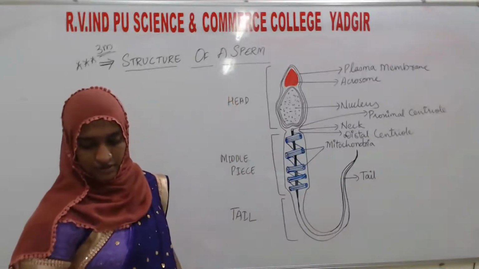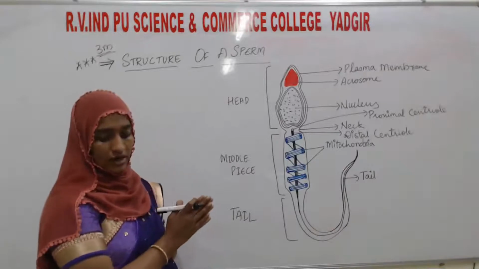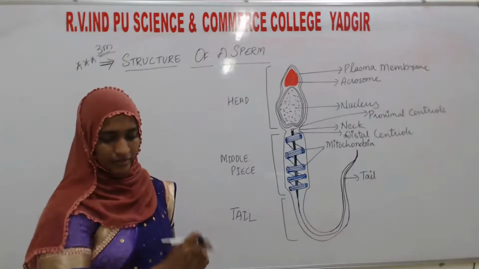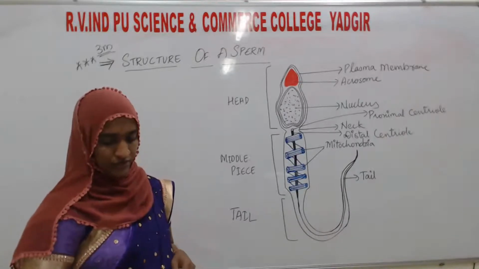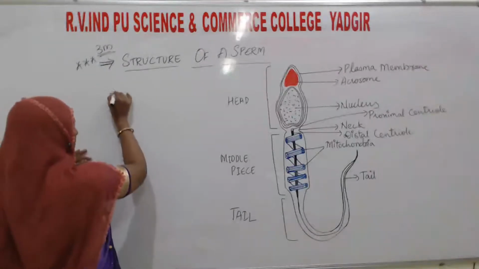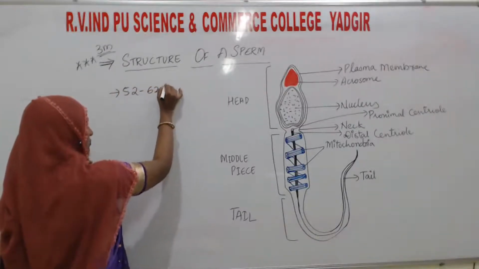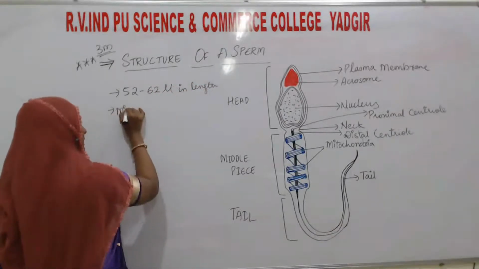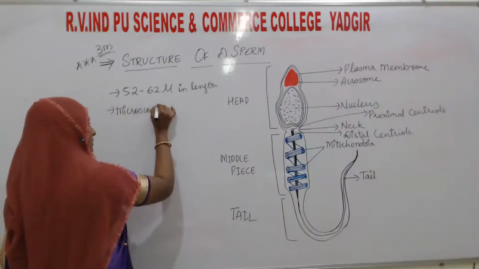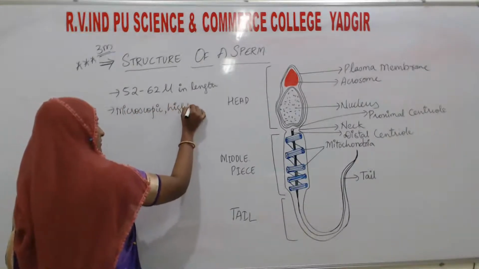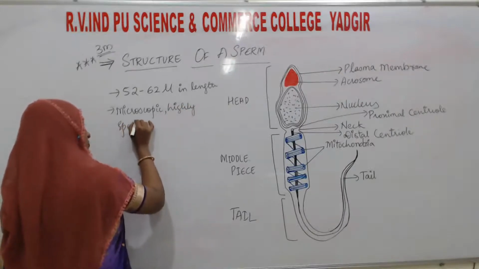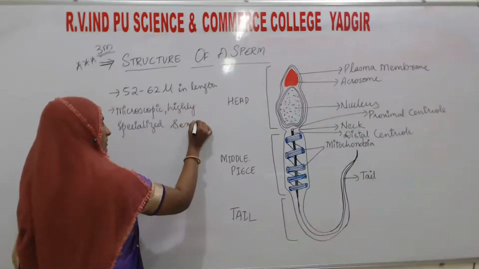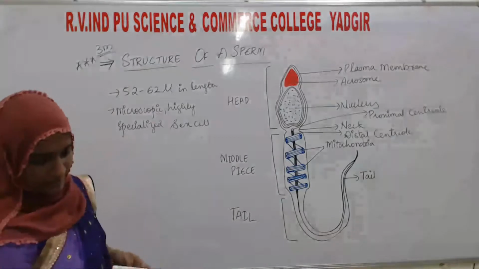Okay. So see here, this ultrastructure of a human sperm is a highly specialized sex cell, which measures about 52 to 62 micron in length. So that is the reason we can say it is a microscopic, highly specialized cell or sex cell.